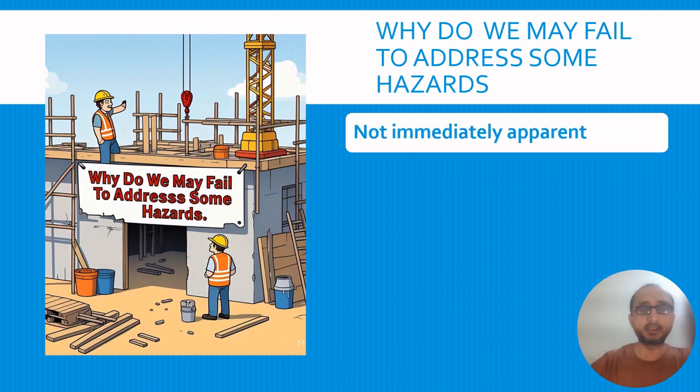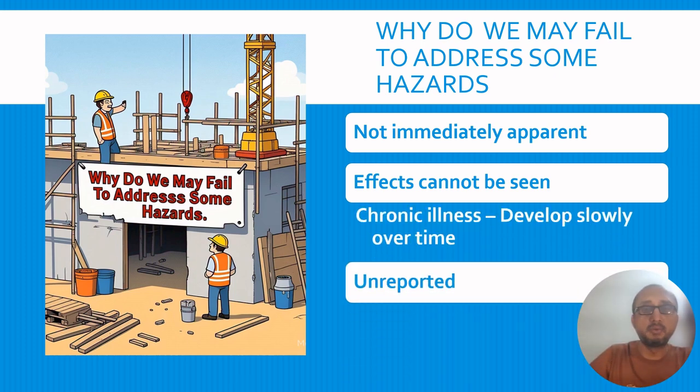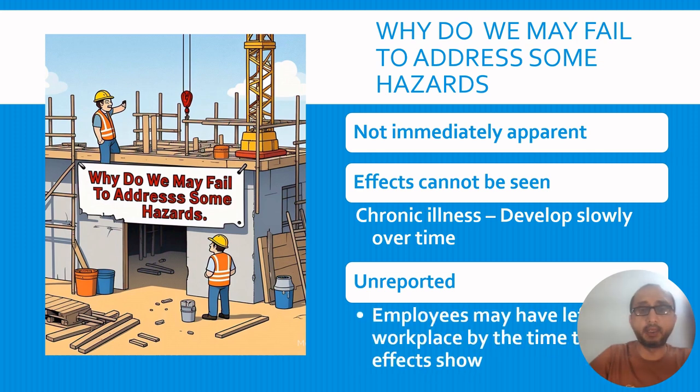There are some factors that contribute to this. Some hazards are not immediately apparent, those we cannot feel using our senses like sight, smell, taste, etc. Like carbon monoxide gas or radiation, we can miss them. Then there are those hazards whose effects appear after very long periods of time, like chronic diseases, cancers, etc. Then there are hazards that may go unreported. Maybe the employee left the organization after the chronic illness appeared, or other unreported hazards. So these are the factors that contribute to missing hazards.